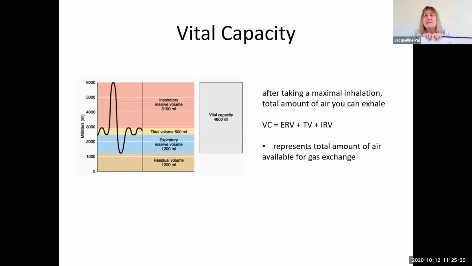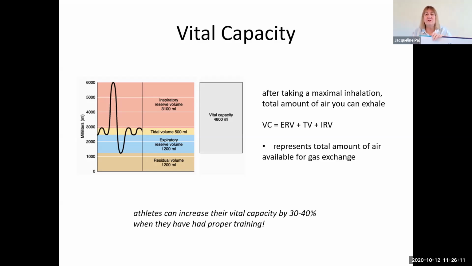The reason why this is an important number is because this represents all the air that you can move. So it represents the amount of air that's available for gas exchange between the air in your lungs and the gases that are going to go into your bloodstream. And what's interesting, with proper training, athletes can increase this vital capacity by at least 1/3, if not 40%. And this makes all the difference when you're competing, especially for more than just a few seconds.